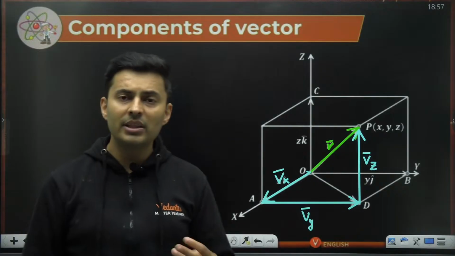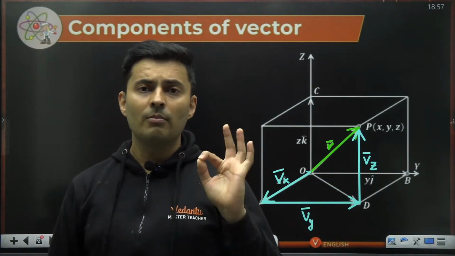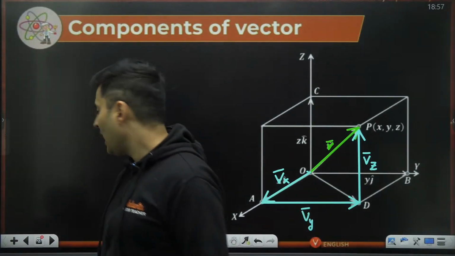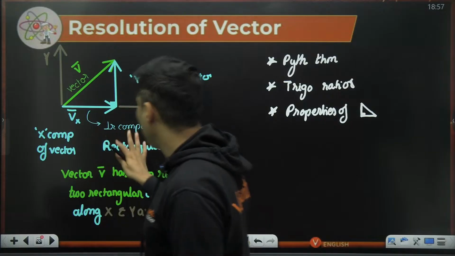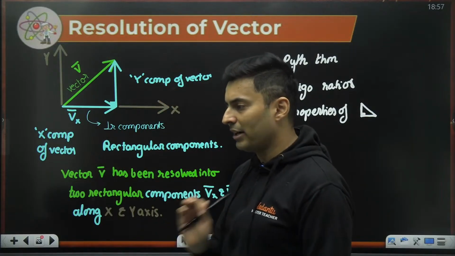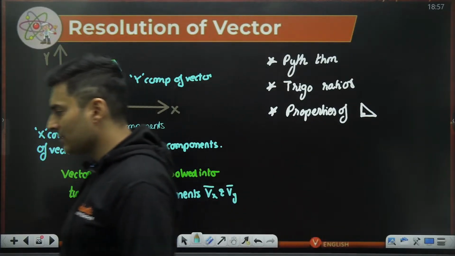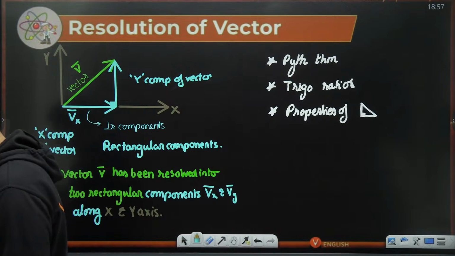What is the maximum number of three-dimensional components which are perpendicular possible? Answer that in the chat box. So what's the maximum rectangular components that a vector can have? Come on, answer this in the chat box.